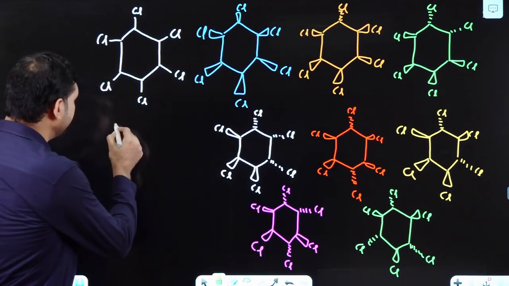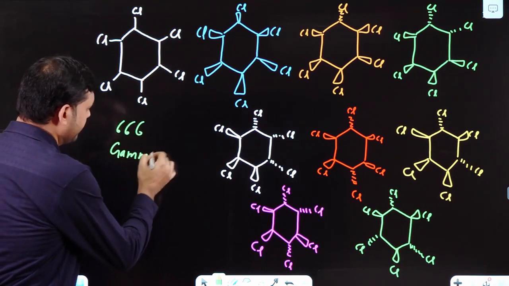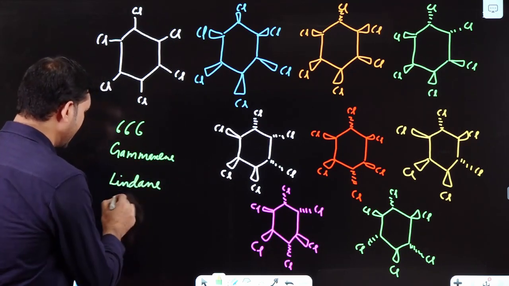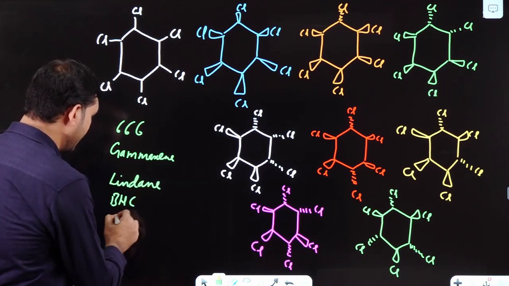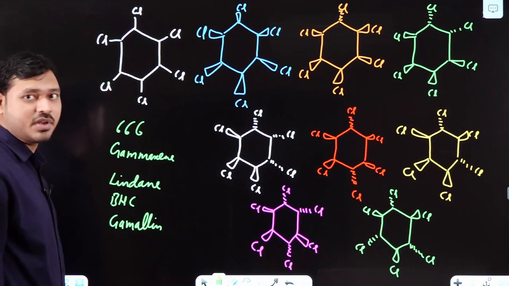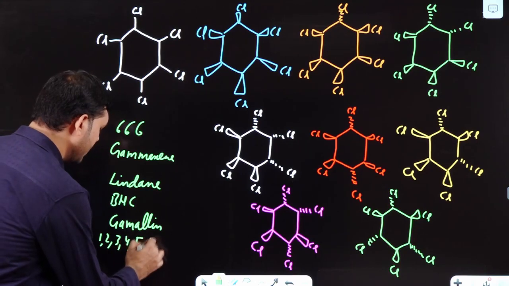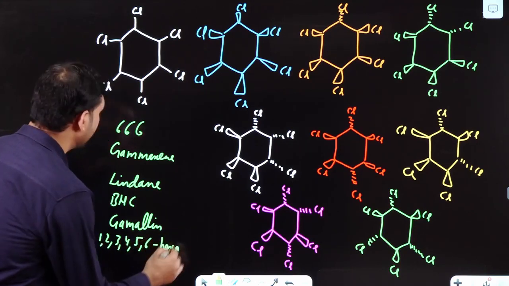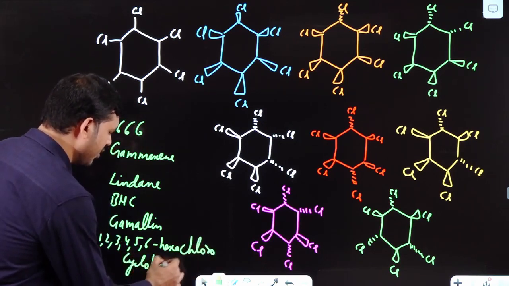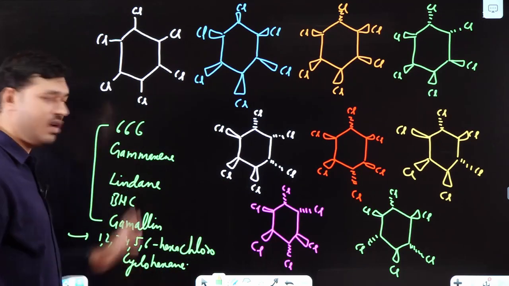Okay, this is your 666, or this is called gamexene, then BHC, gammalin. All these names are used. Okay, in reality it is 1, 2, 3, 4, 5, 6 hexachlorocyclohexane. Okay, so this is your IUPAC name, and these all are other names used.